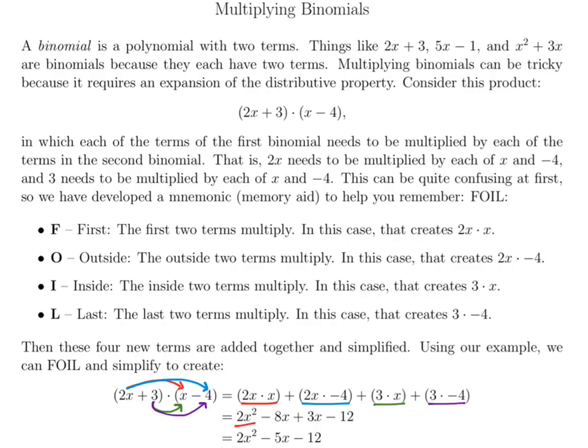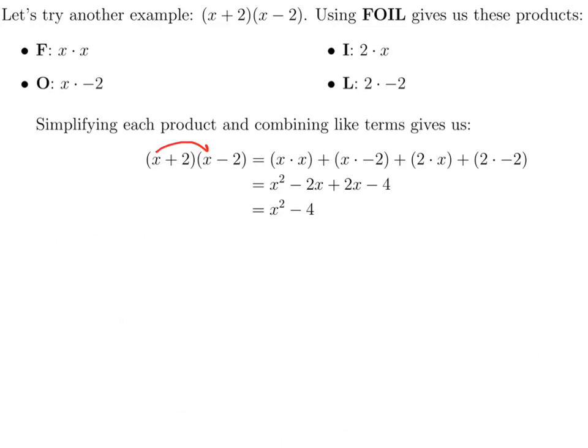If you multiply 2x times x, the red, it's 2x squared. If you multiply 2x times negative 4, it's negative 8x. If you multiply 3 times x, it's 3x. And 3 times negative 4 is negative 12. Finally, at the very end, you go ahead and add the like terms to make 2x squared minus 5x minus 12. There we have it.